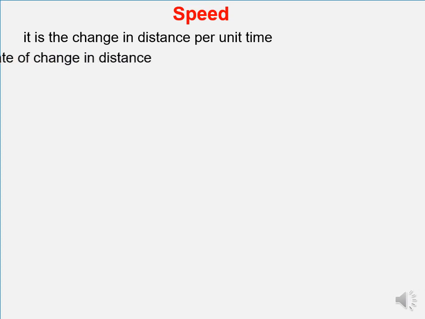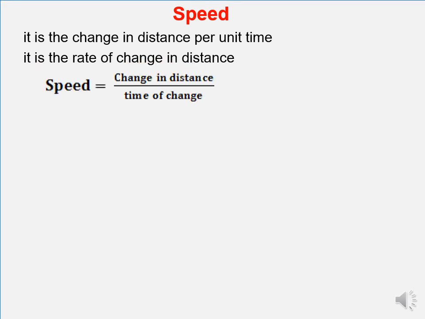Speed. It is a change in distance. يبقى السبيد change in distance والvelocity كانت change in displacement. It is the change in distance per unit time, or it is the rate of a change in distance. يبقى السبيد بتساوي change in distance على time of change.